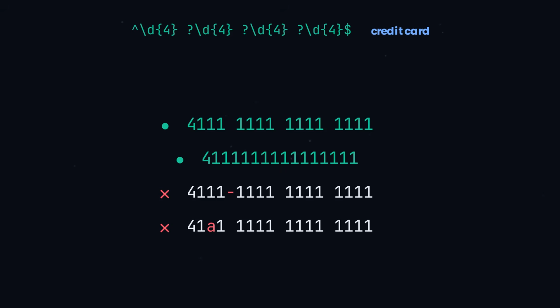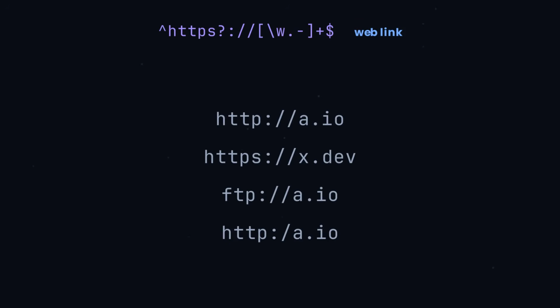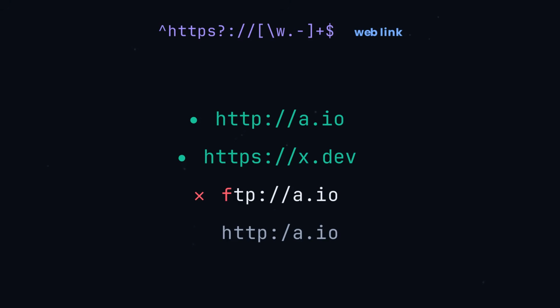The web is full of links though. Can the same idea read a web address? Web links follow a strict shape as well. The pattern wants HTTP, an optional S, then a colon and 2 slashes, then the address. 2 proper links pass clean and green. Then the rejects. One begins with FTP instead, so the very first letter is already wrong, and it turns red at once. The other drops a slash, and the scan breaks exactly where the missing slash should be. Only the precise shape of a link gets through.